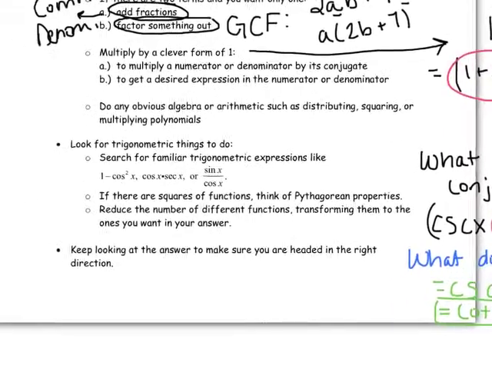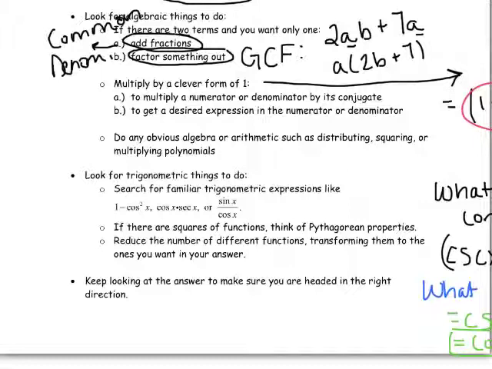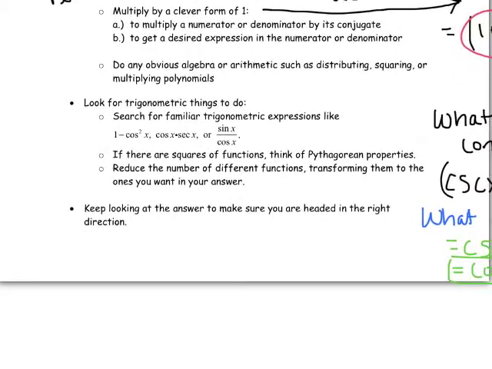All right, let's keep going. Do any obvious algebra or arithmetic such as distributing, squaring, or multiplying? Honestly, I see more algebra mistakes than trig mistakes. You got to know basic algebra, how you can subtract numbers, how they are associative or not associative, all those things. And keep looking to make sure you're headed in the right direction. If you get stuck, maybe you're there. Maybe you finished and you just don't know it. So make sure you look back and see if you're there.